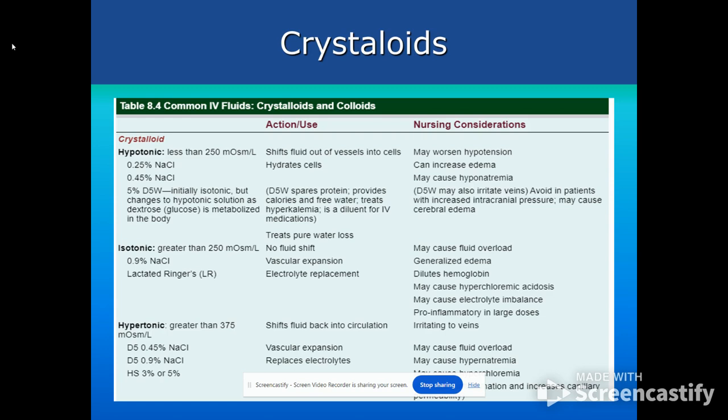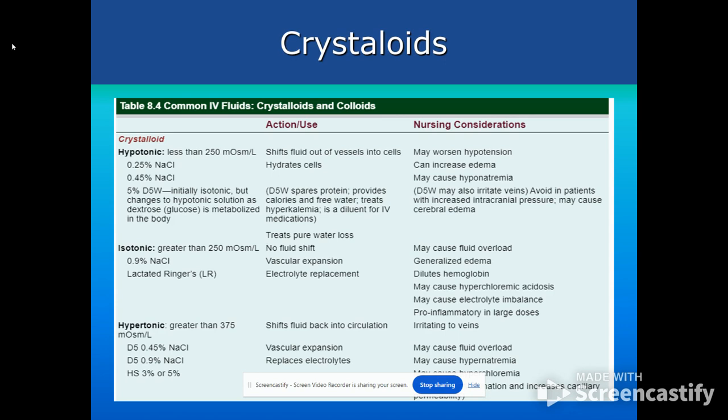With isotonic, which is 0.9% normal saline and lactated Ringer's, there's no fluid shift. It's vascular expansion, so it's going to expand the vascular fluid. It will help with electrolyte replacements. It can cause fluid overload because it's going to be a vascular volume expander. It can cause generalized edema. It will dilute the hemoglobin because we're essentially hydrating the blood, so it's going to decrease the hemoglobin. It can cause electrolyte imbalances, things like that.